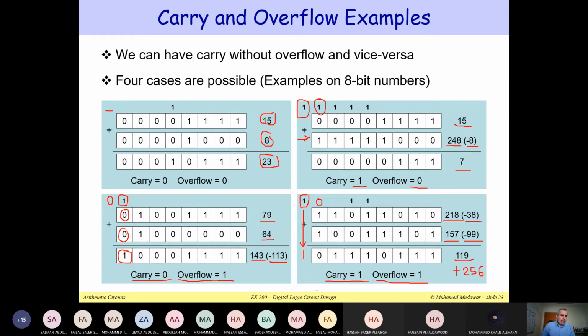Or you can just inspect the numbers. And you are adding here, for example, two numbers which are negative. You expect that, for example, in the last case, the fourth case, you are adding negative plus negative, you expect the result to be negative, not positive. Okay.